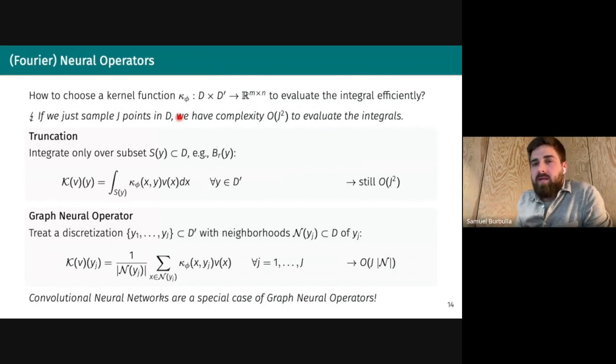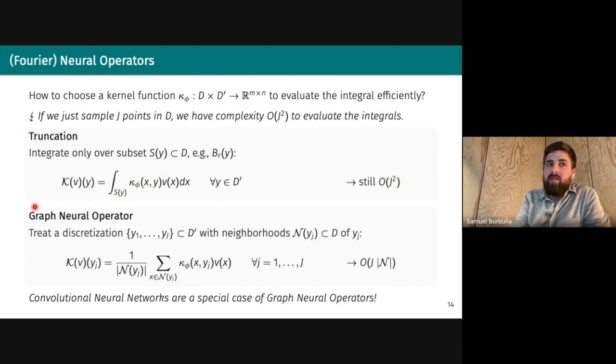The simplest idea you can have is to use truncation. The idea is just to integrate over a subset, let's call it S, dependent on a position Y of the input function's domain, for instance a ball with a radius R. Then this integral kernel operator becomes an integral over the subset. That might be faster because the subset might be 100 times smaller than your whole domain. But still, as you sample more points, the points in the subset increase. So asymptotically, you'd still have a complexity of J squared.